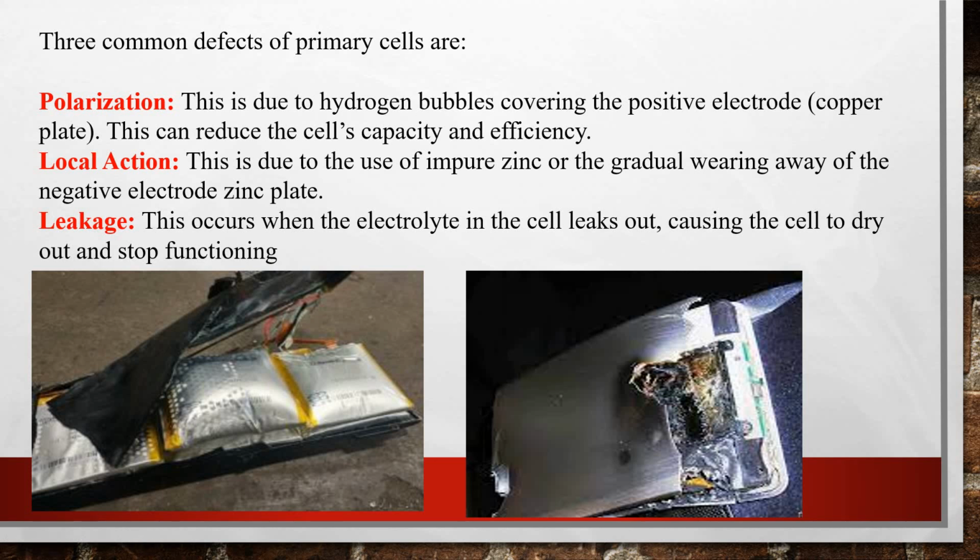Another thing that can occur in dry cells, I don't know whether you have noticed it in primary cells, is when the electrolyte leaks out. Sometimes you see some stains on the body of the cell. It is due to leakage. It can stop the cell from functioning. In fact, when the dry cell experiences leakage, most times it doesn't work any longer.